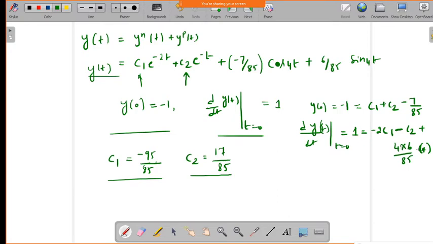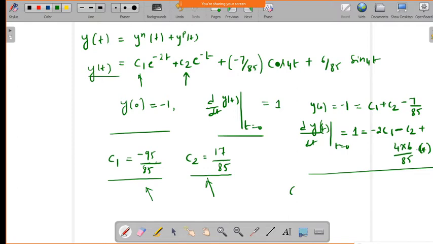Sir, I took it as C1 e power minus t. Okay, that is also not a problem. Here C1 and C2 values will exchange, that is it. That is not a problem whenever you are taking the roots. The first and second interchange, and the corresponding C1 and C2 values will exchange, that is it. So find out C1 and C2 and check whether you are getting the same values.